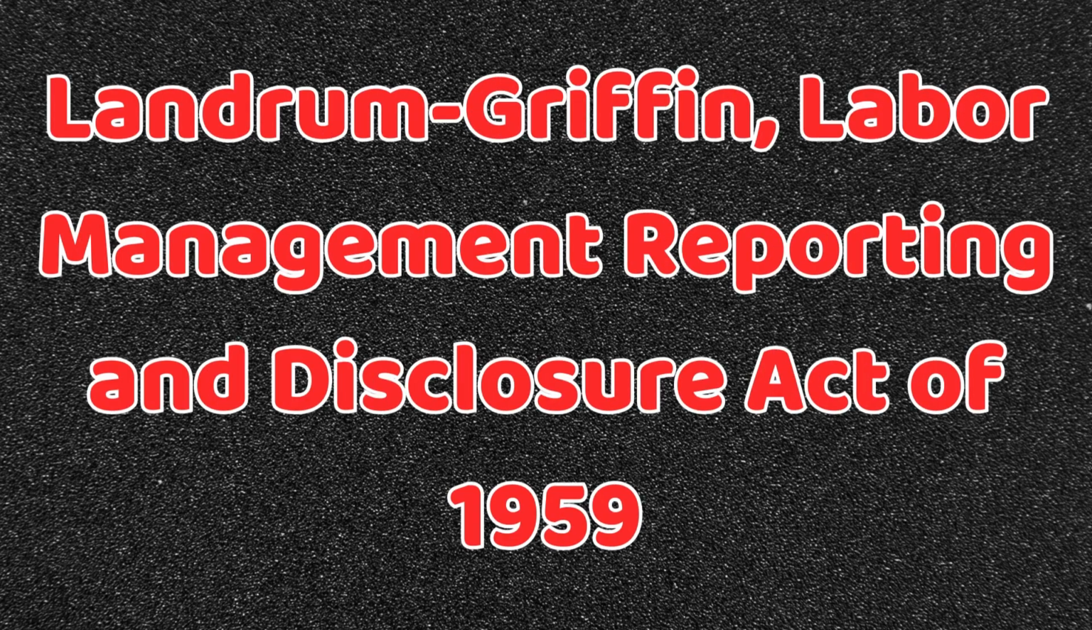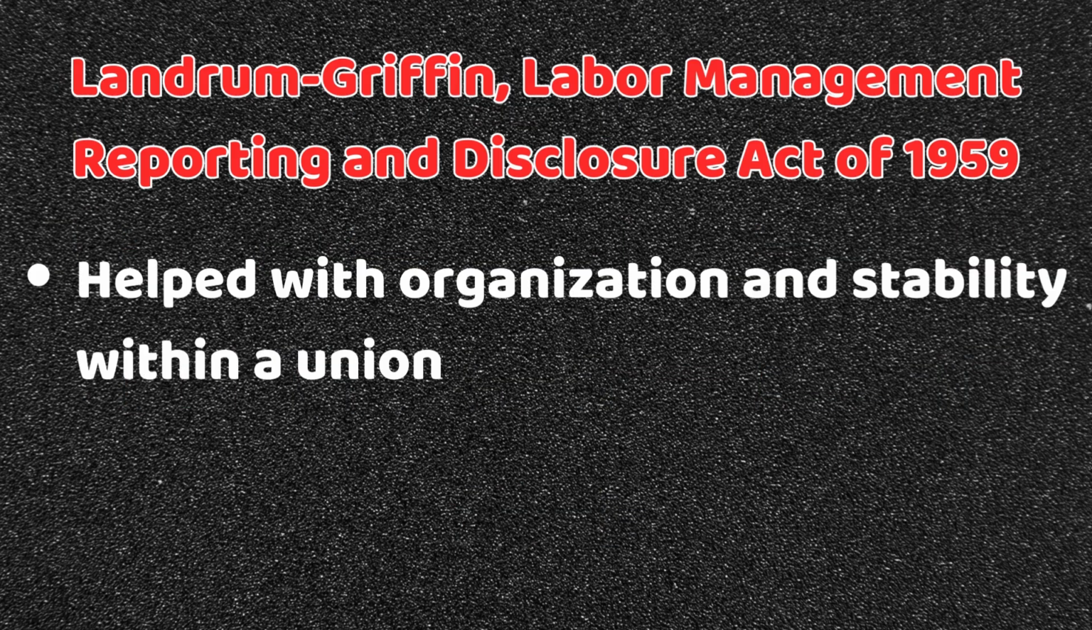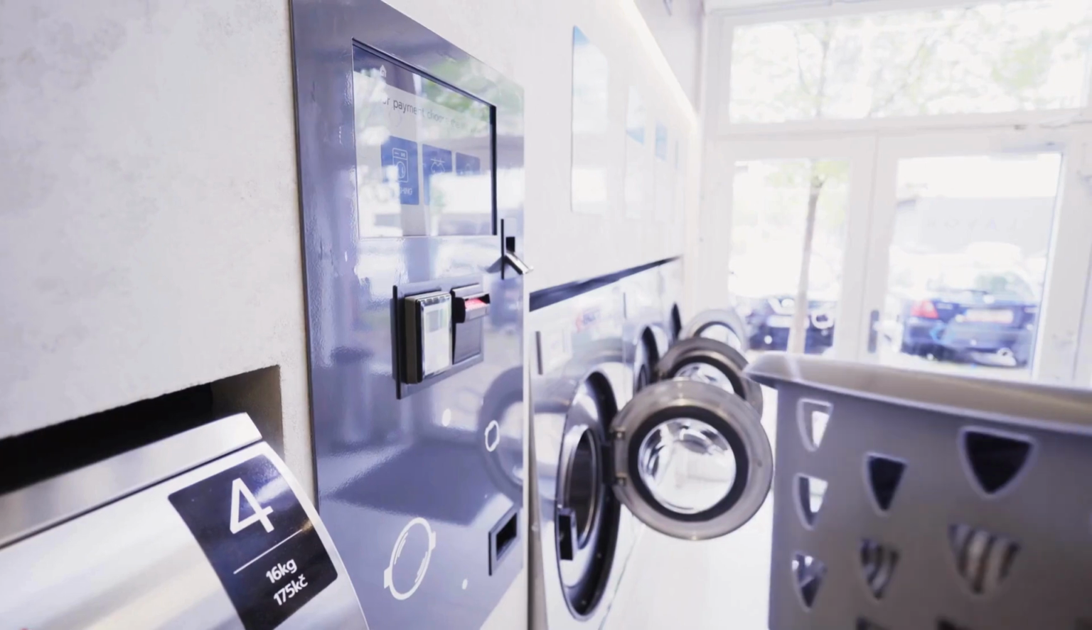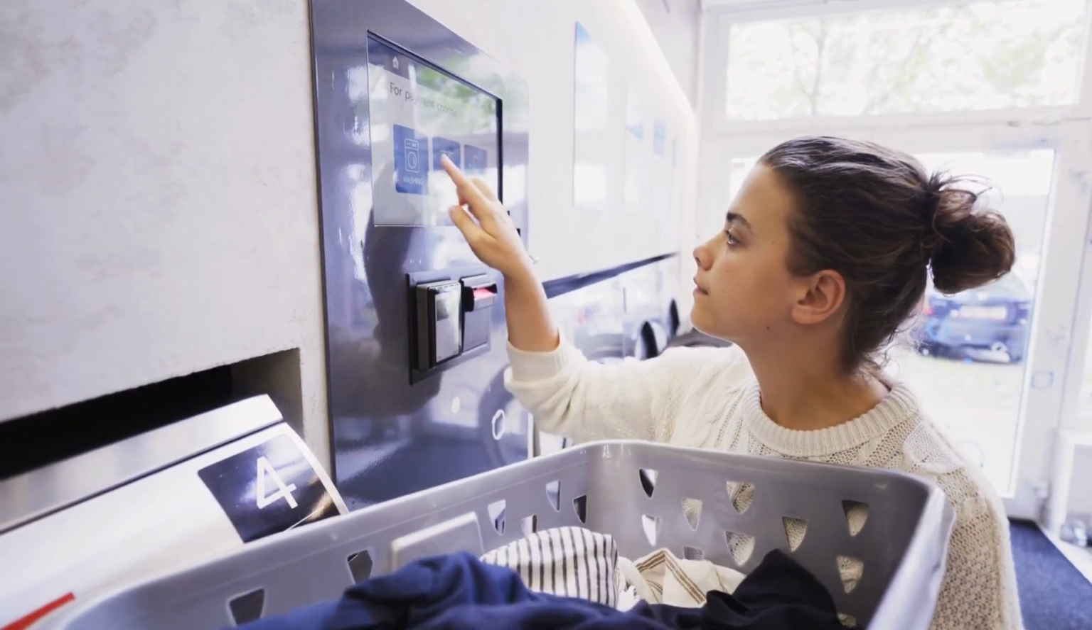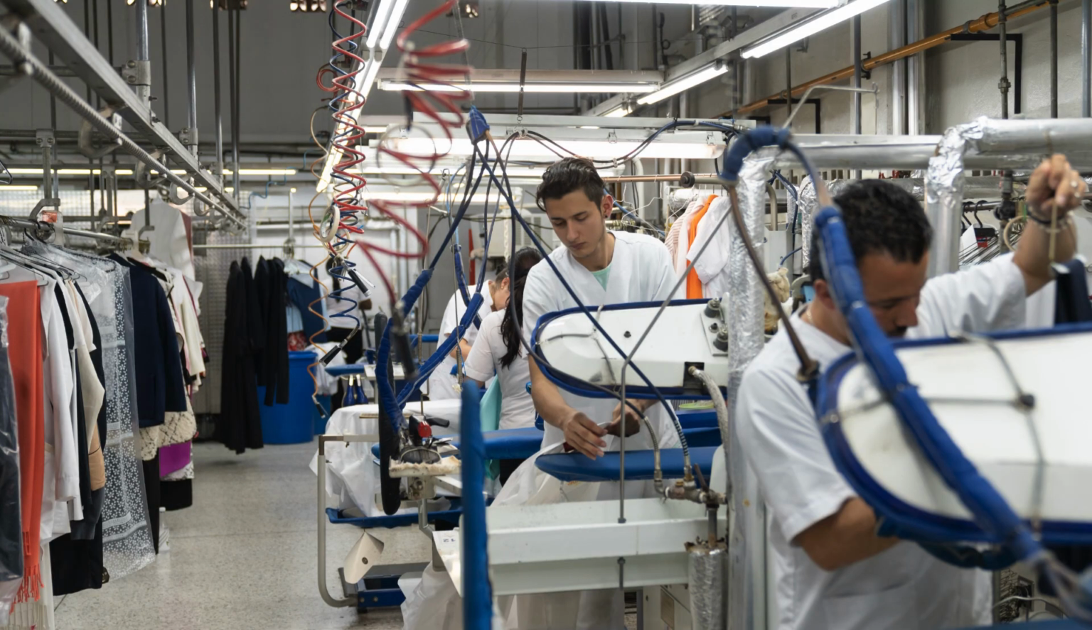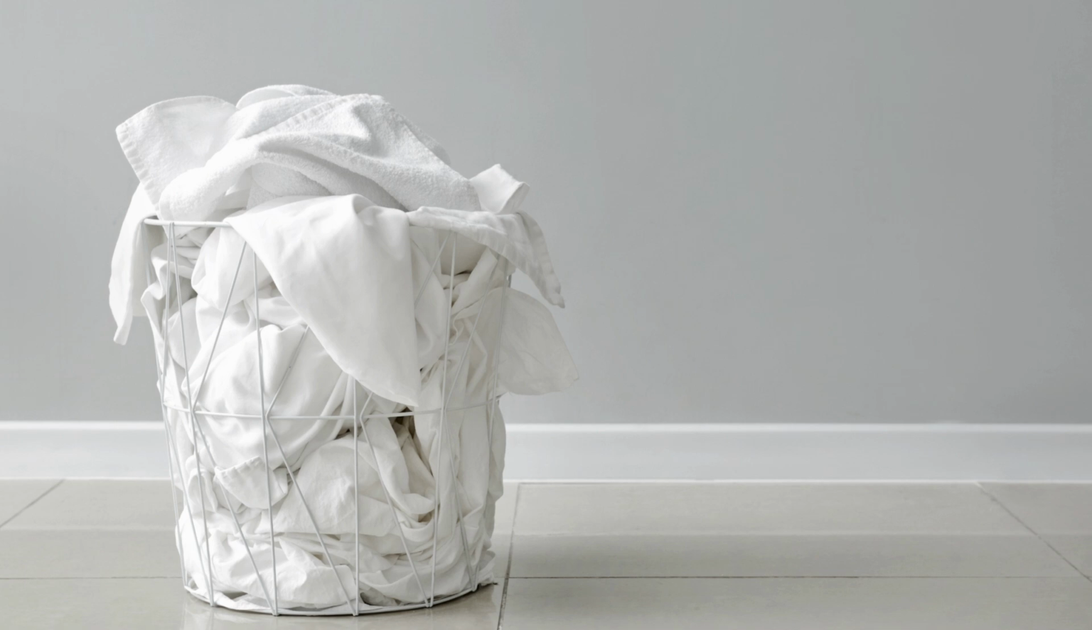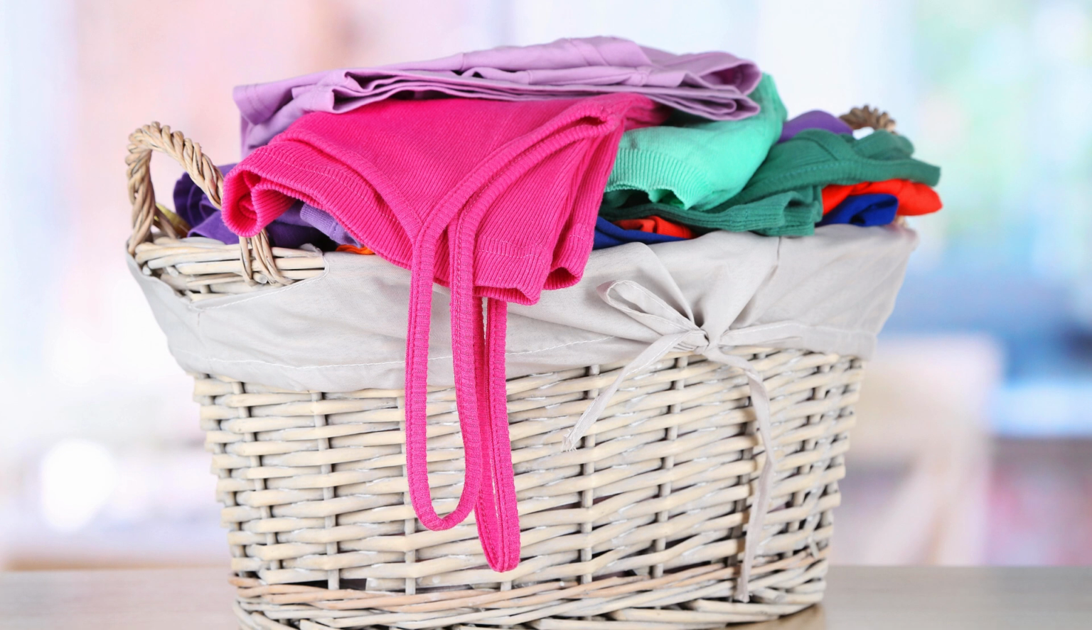The Landrum-Griffin Labor Management Reporting and Disclosure Act of 1959. This act helped with organization and stability within a union. I picture a company whose whole purpose is to do laundry, and they form a labor union, and they want to make sure that all of the colors are coordinated and the different types of material are all organized. Landrum sounds like laundry, and let's assume that the manager of this company is named Griffin.